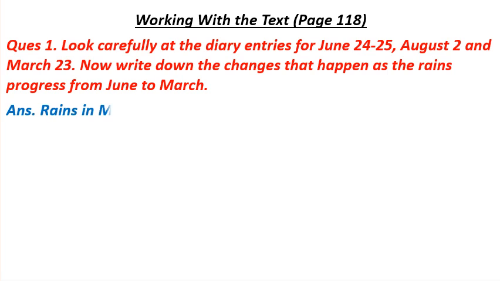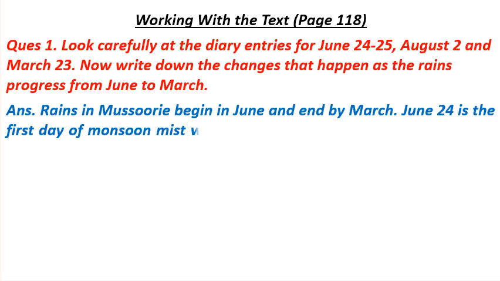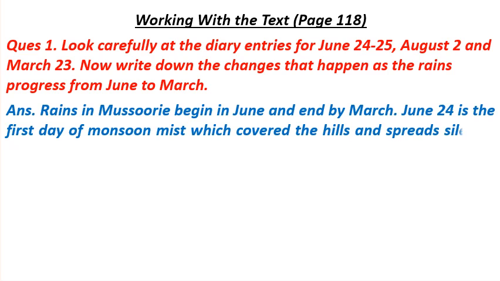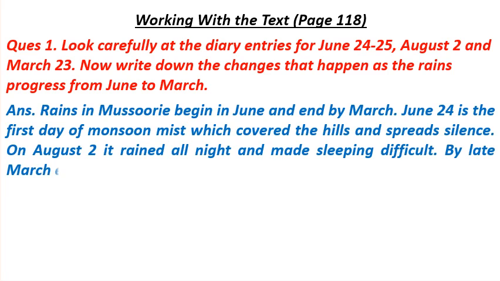The answer of the question is, rains in Missouri begin in June and end by March. June 24 is the first day of monsoon mist, which covered the hills and spread silence. On August 2, it rained all night and made sleeping difficult. By late March ends winter as well as the rains.